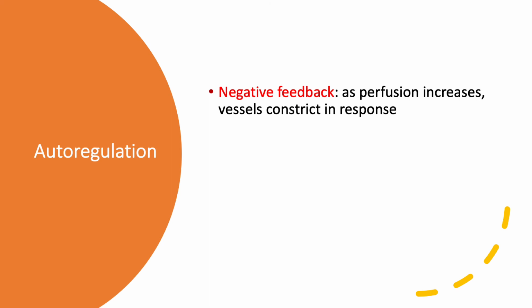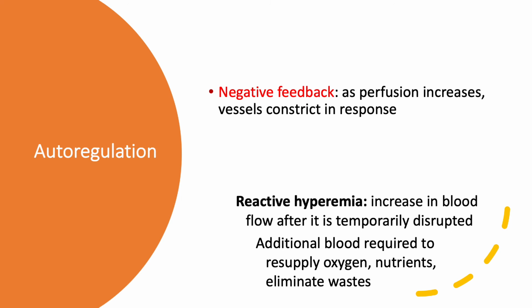And as those tissues then become adequately perfused, those stimuli that we had, such as low oxygen, high CO2, are going to return to normal levels. And that's going to act as a negative feedback response to constrict the vessels back to their normal diameters in order to maintain homeostasis.